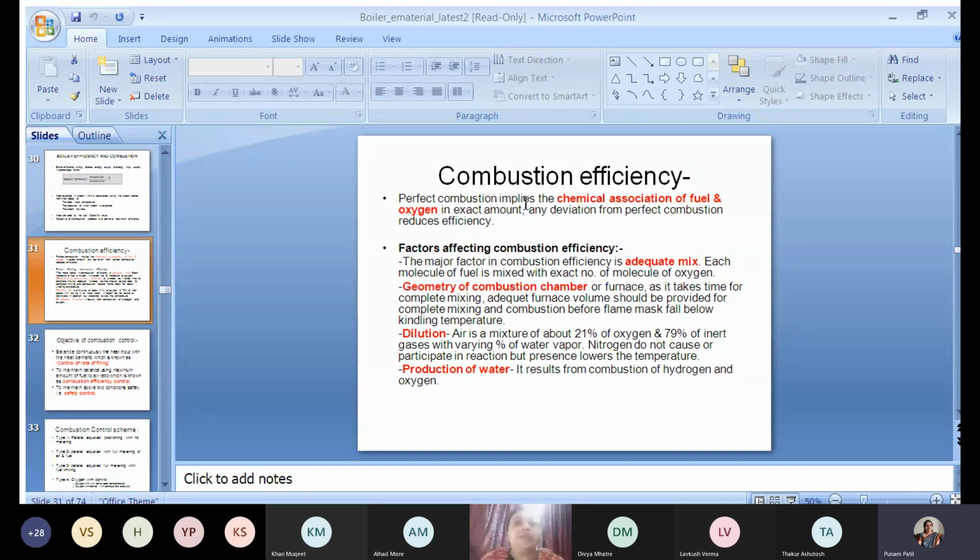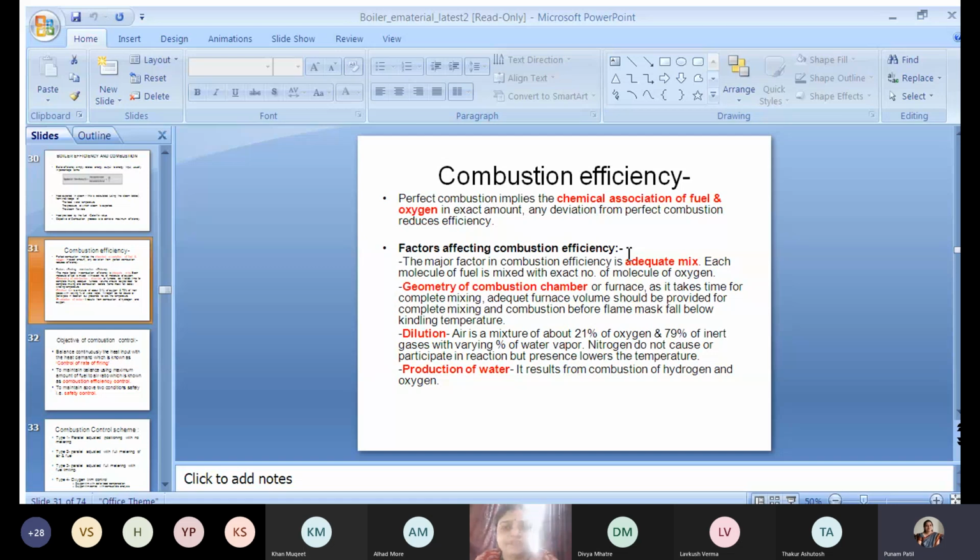So our objective is to carry out complete combustion, because complete combustion is related with the efficiency. If it is complete combustion, we are saying it is highly efficient. Okay. Now, what are the factors which are affecting combustion efficiency? That we will study. There are 4 factors which are affecting combustion efficiency.